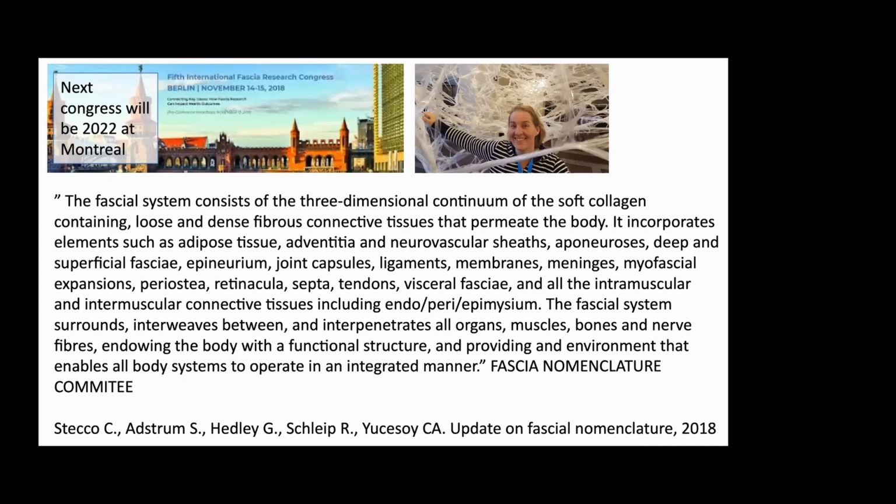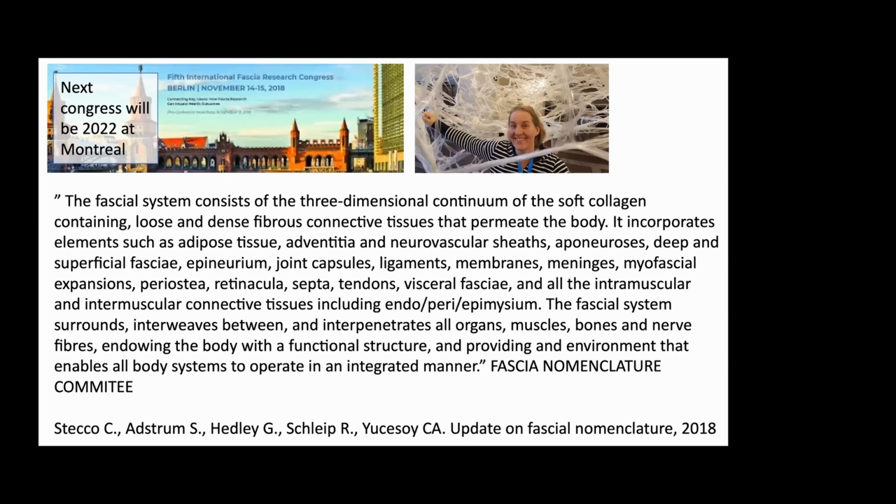Then septa and tendons come in when we are talking, for example, about hamstring injuries or other tendon injuries, where we also have muscle and fascia both connected. Visceral fascia and all the intramuscular and intermuscular connective tissue is also included in this definition. So endomysium, perimysium, and epimysium are all connected. And the fascial system is surrounding everything. It is between everything. It is interpenetrating all organs, muscles, and bones.